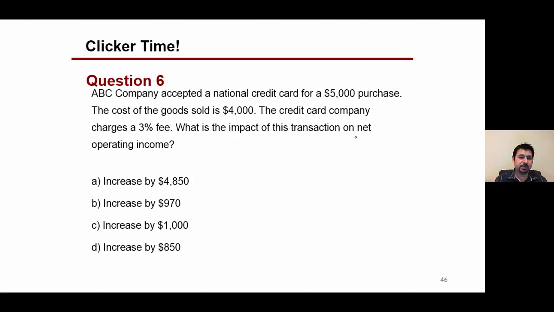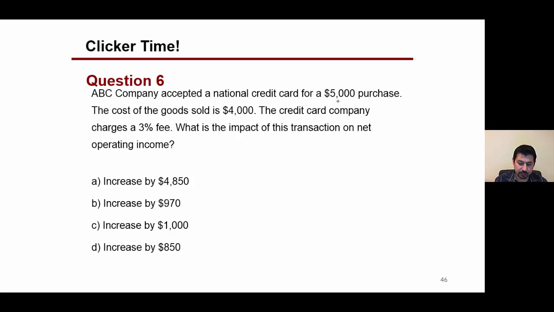ABC Company accepted a national credit card for a $5,000 purchase. The cost of the goods sold is $4,000. The credit card company charges a 3% fee. What is the impact of this transaction on net operating income? So when we say that ABC Company accepted a national credit card for a $5,000 purchase, it means that the company has made a credit card sale for the value of $5,000.